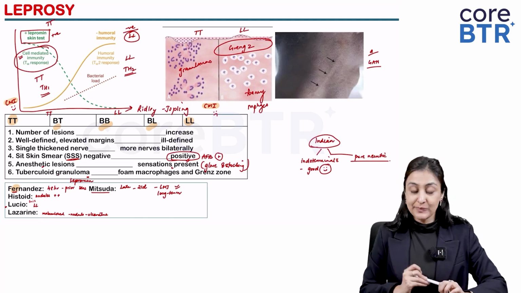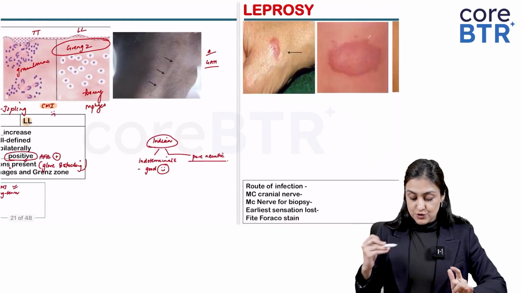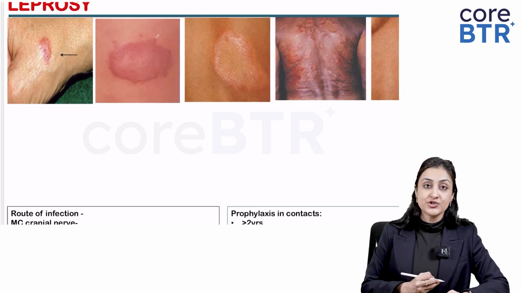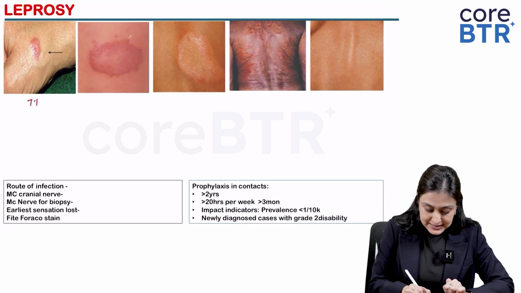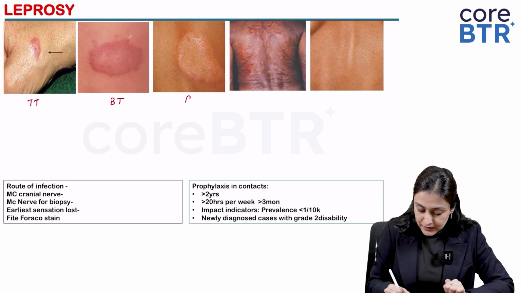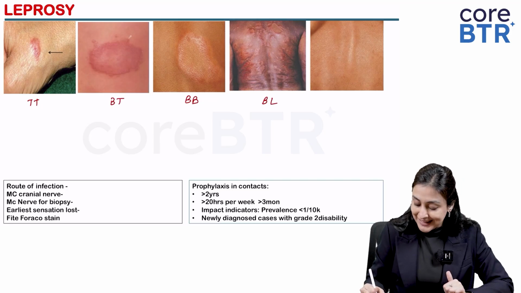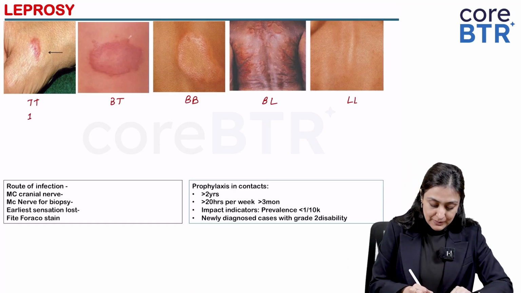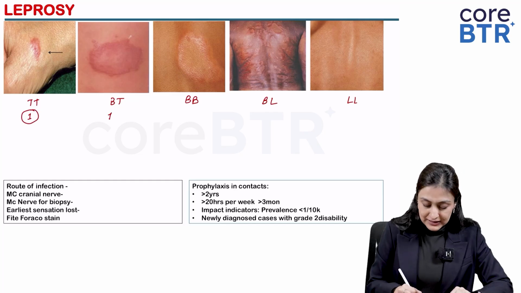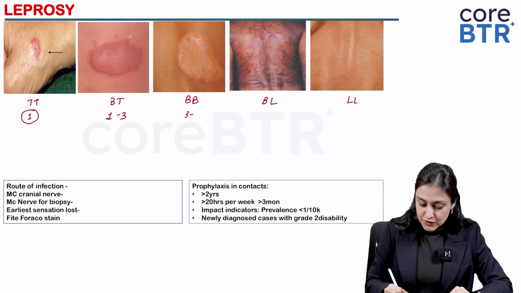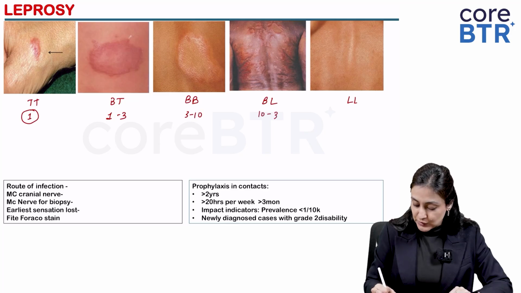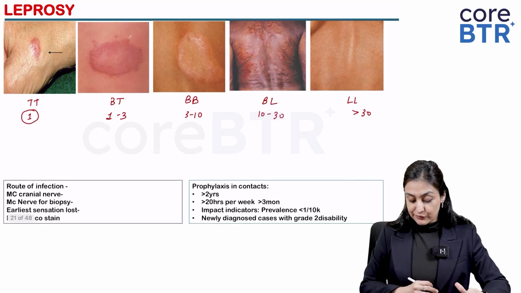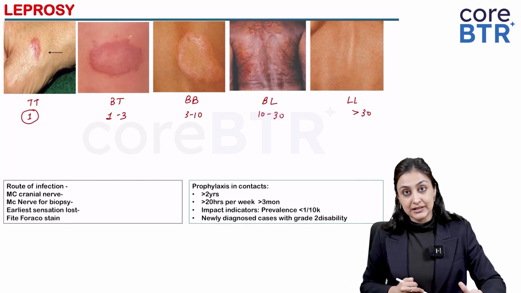According to Ridley-Jopling, these are the 5 poles. So now let's look at the lesion morphology. So first of all, the number of lesions will help you. So this is TT, this is BT, this is borderline, BL, lepromatous. So you can see the number keeps increasing. If you want to remember, TT is just 1, BT would be 1 to 3, this would be 3 to 10, this would be 10 to 30, this would be more than 30, right? So this is how the number of lesions keeps on increasing.